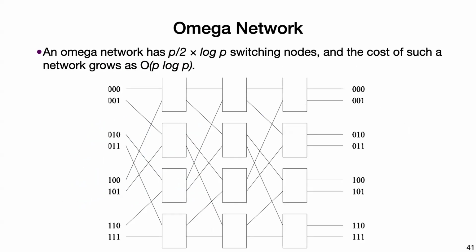And the omega network is based on this perfect shuffle. So this omega network has p over 2 times log p switches inside. There are p over 2 switches in each column because you have p processors, and each switch has 2 inputs and 2 outputs. So that's why it's p over 2. And then log p is because there are log p phases, or log p columns in this network.